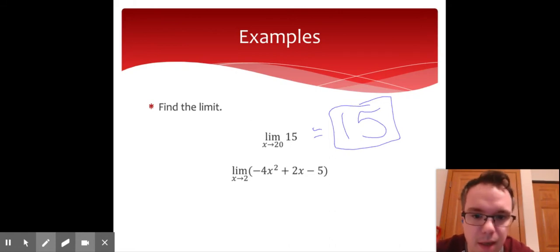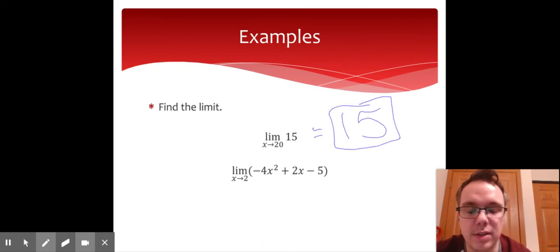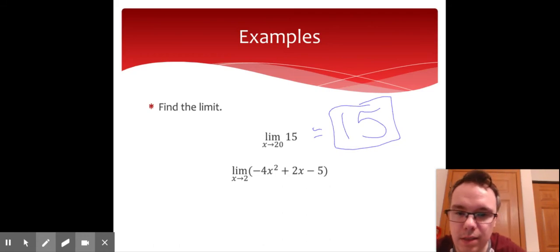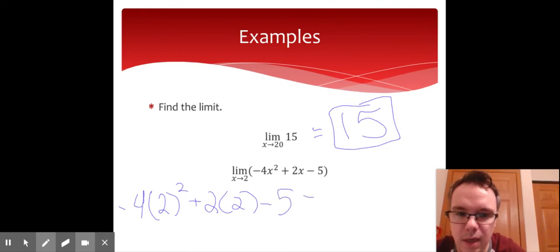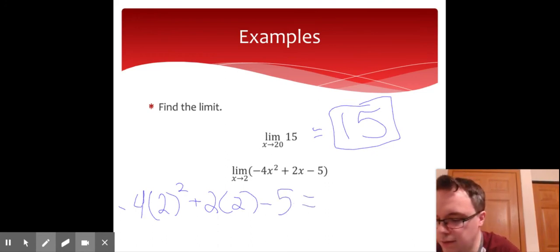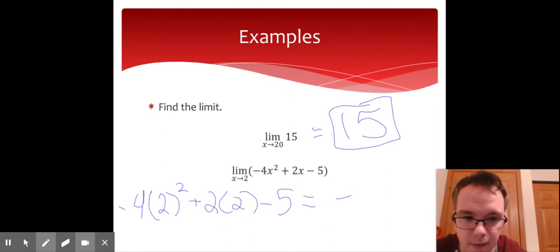All right, the second problem is a lot like the one on the last slide. So we have the limit as x is approaching 2 of negative 4x squared plus 2x minus 5. So since x is approaching 2, we're going to put in 2 and substitute that for all our x's. So we're going to have negative 4 times 2 squared plus 2 times 2 minus 5. And if we go ahead and put that in a calculator or figure it out in our head, we are going to get a value of negative 17 for our limit.